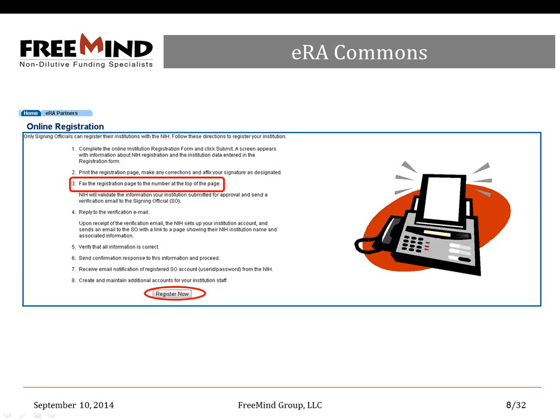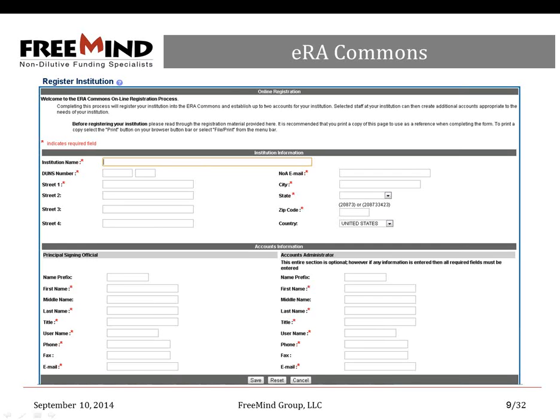The registration page will look something like this. This is the information you need to provide in order to create an SO account at ERA Commons. It's very, very basic information. As you can see here, the top half is essentially your institution name, your DUNS number, your address, email address, very basic information about your organization, and then you have to assign a signing official. A signing official is essentially a person that has the authority to sign on behalf of the company for anything that involves this grant.